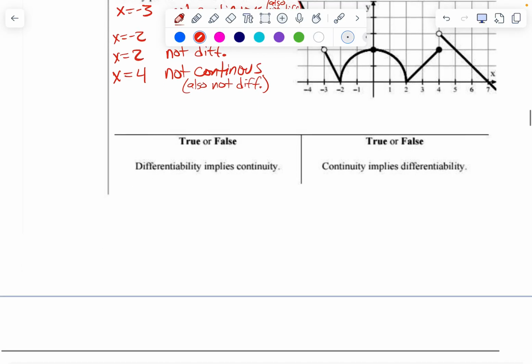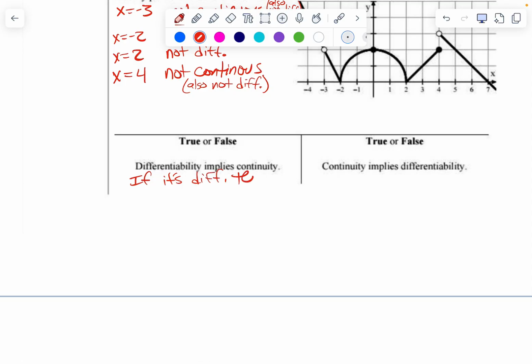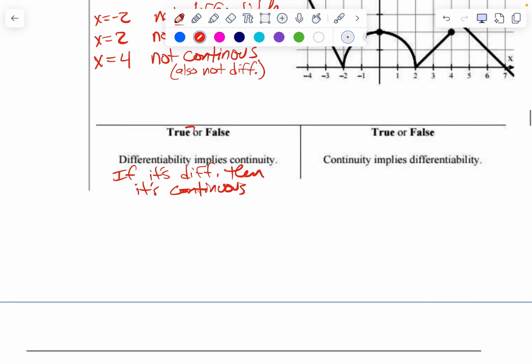Okay. True or false? Don't shout this out. I just want you to think about your answer, and then I'll ask everybody at the same time. Differentiability implies continuity, meaning if it's differentiable, it is continuous. If you need to write that interpretation, go ahead. If I tell you, like I did on your test, this function is differentiable, does that say that it's also continuous? For sure. Everybody answer? Yes, that's true.